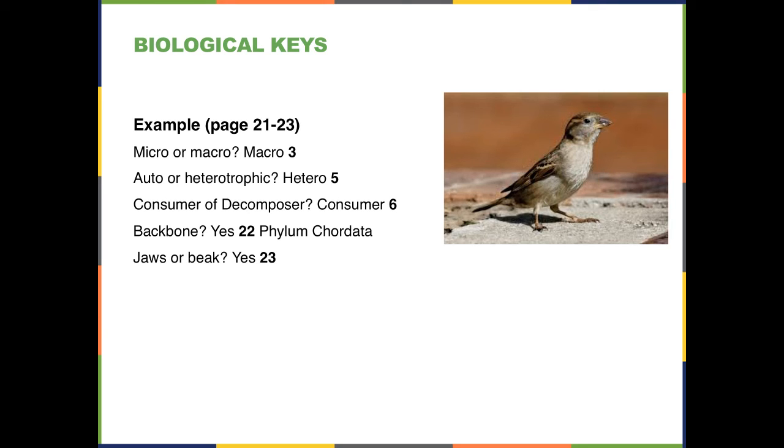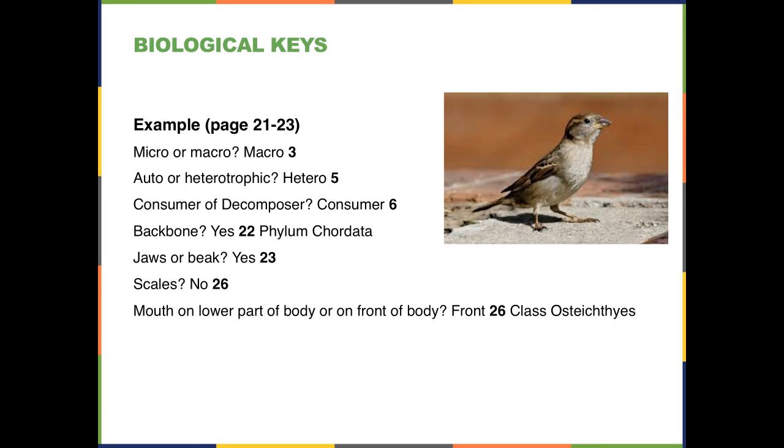Does it have a jaw or beak? Yes. So it goes to 23. 23 says, does it have scales? No. Goes to 26. Mouth on the lower part of the body or on the front? This is one of those where it's on the front. If it's on the lower part of the body, it would be right in this area right here. And so this is on the front. And so because of that answer, we can go to the next set, which is classification, whatever that word is. I don't know how to say that word.